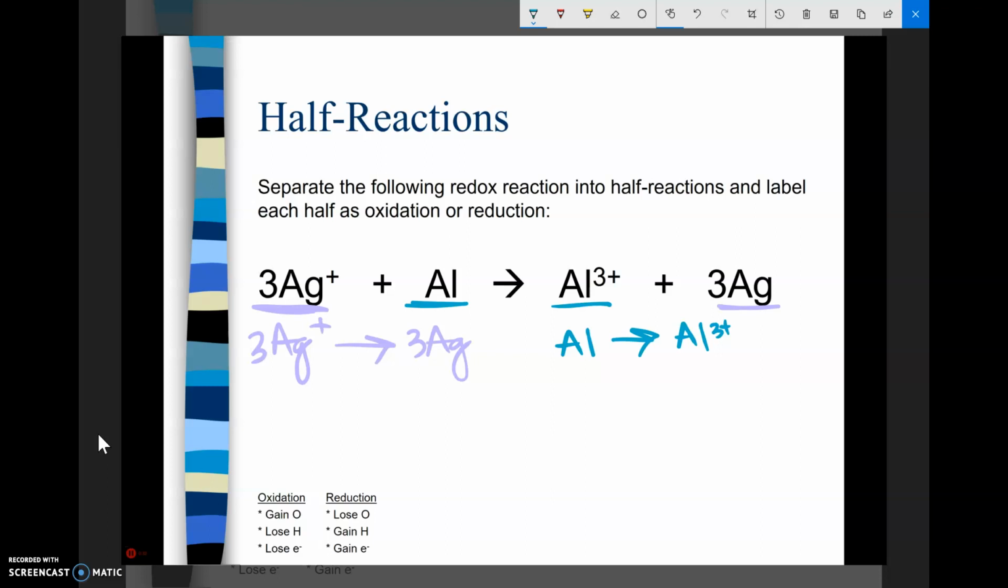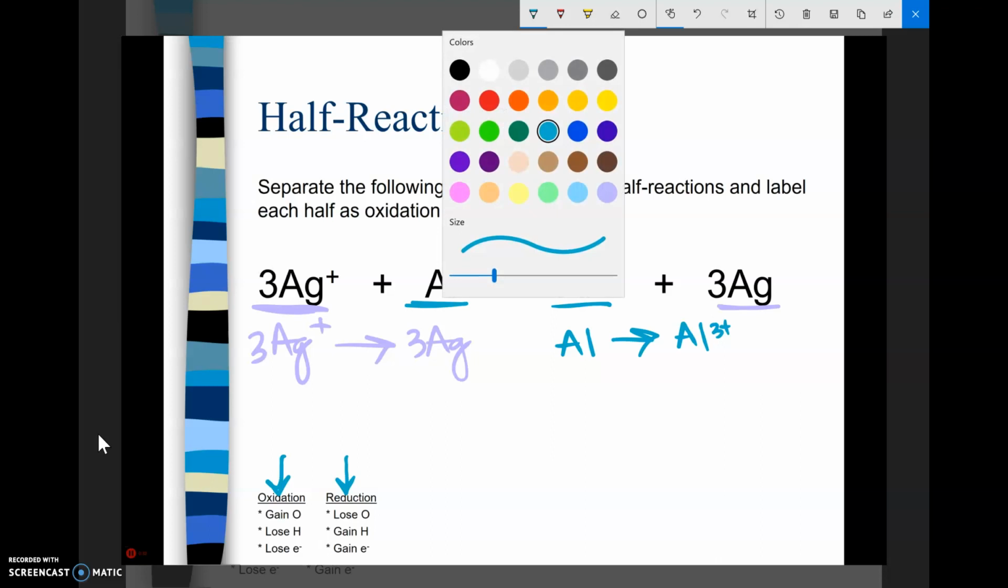Okay, now from here we just have to do what we've done before, and we have to look at our three viewpoints. Oxidation, remember, is gain of oxygen, loss of hydrogen or loss of electrons from the reactant side to the product side. Reduction is just the opposite. Reduction is if we lose oxygen, gain hydrogen or gain electrons from the reactant side to the product side. So now let's go ahead and compare.